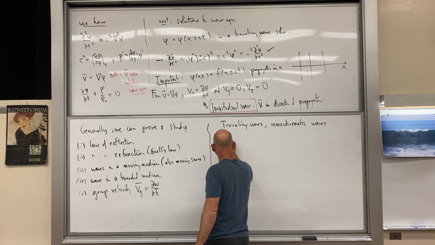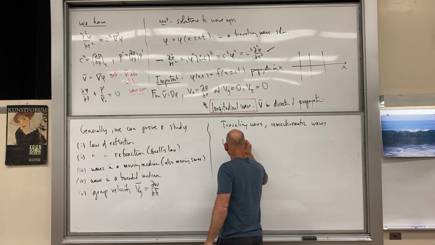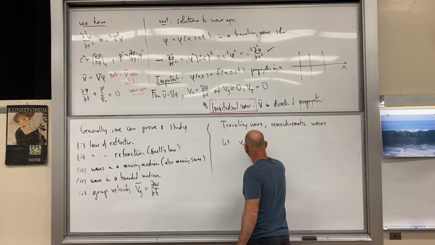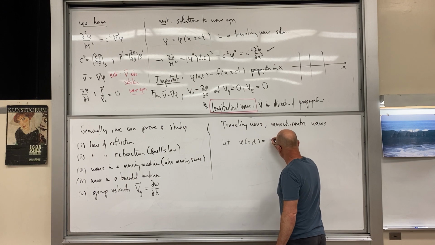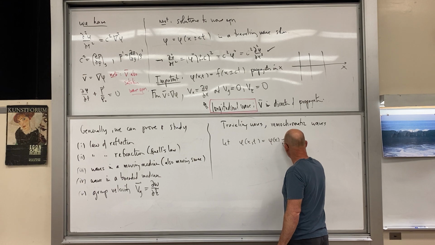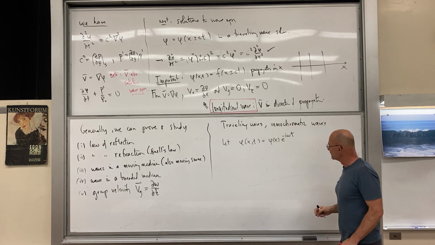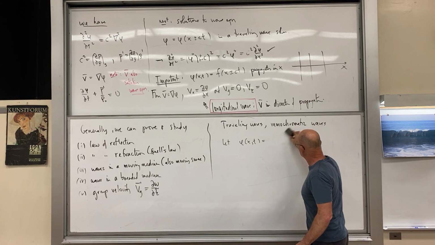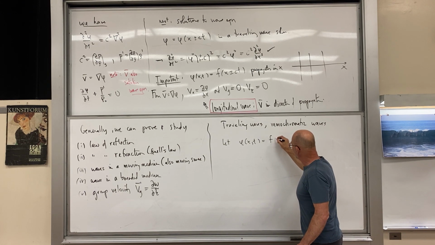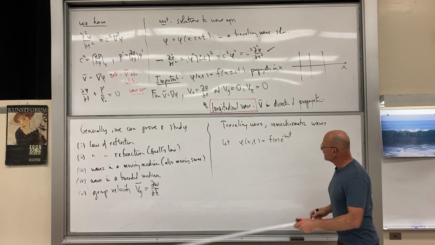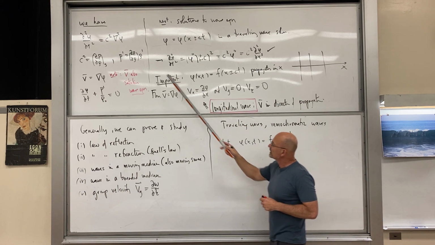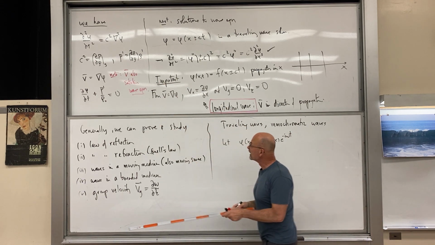So next what we're going to consider is, let phi of x and t be equal to some, I'll just use the same letter, phi of x e to the minus i omega t. Or maybe I'll use f. f of x e to the minus i omega t. So we take this as our trial solution and go into the wave equation with it.